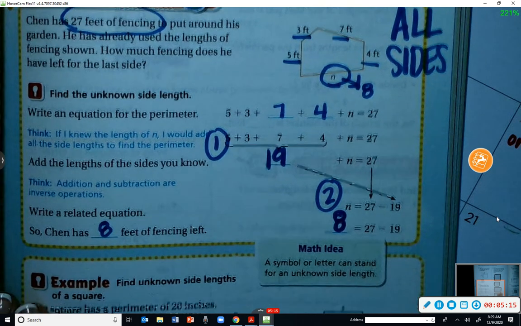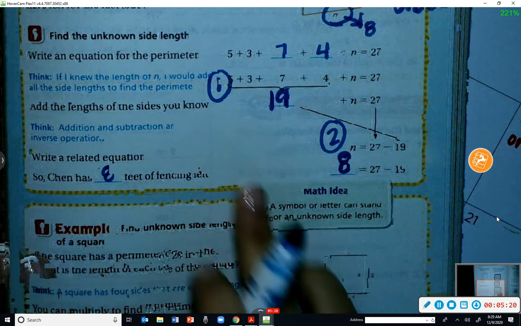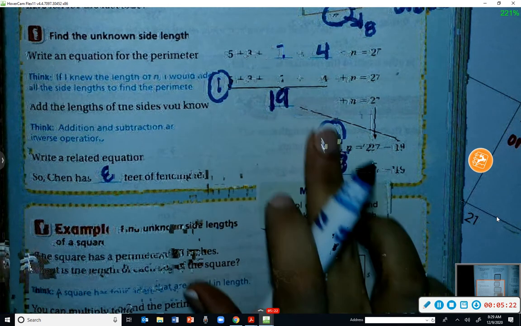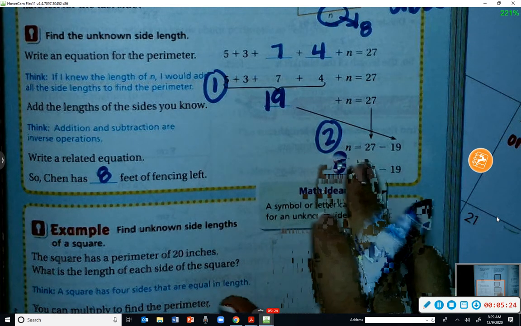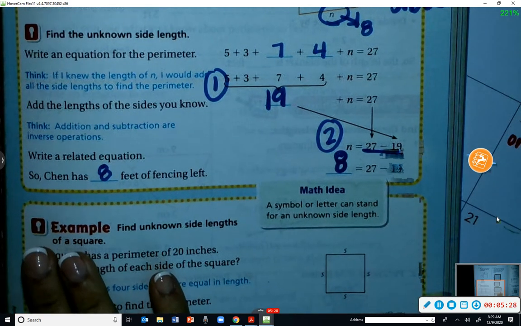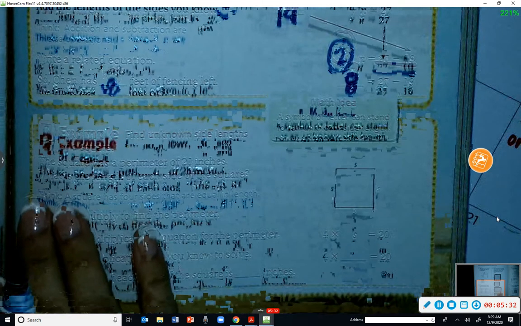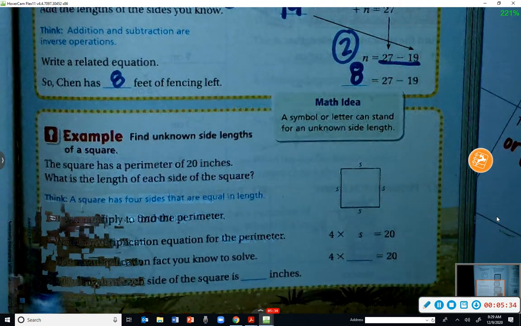So that's what we're doing today. Unknown sides. We need to figure them out by doing 2 things. We add the sides we know, and we subtract that from the perimeter like we did here. Now they all equal 27. Okay? Now all of those numbers should add up to 27, correct? Yeah.